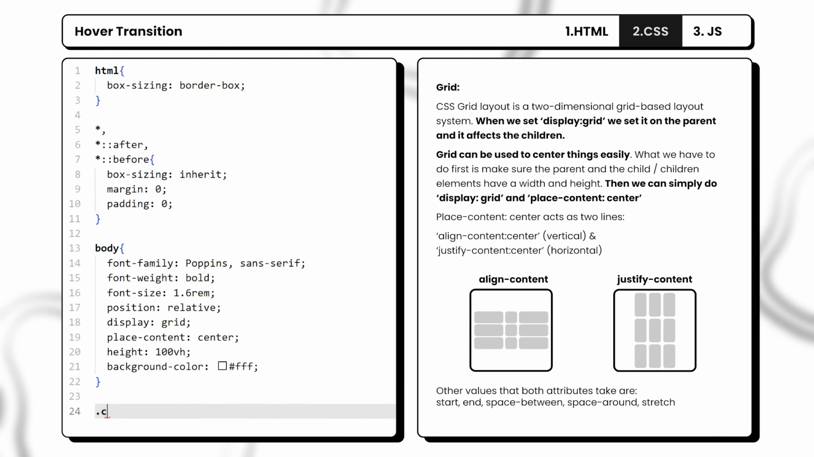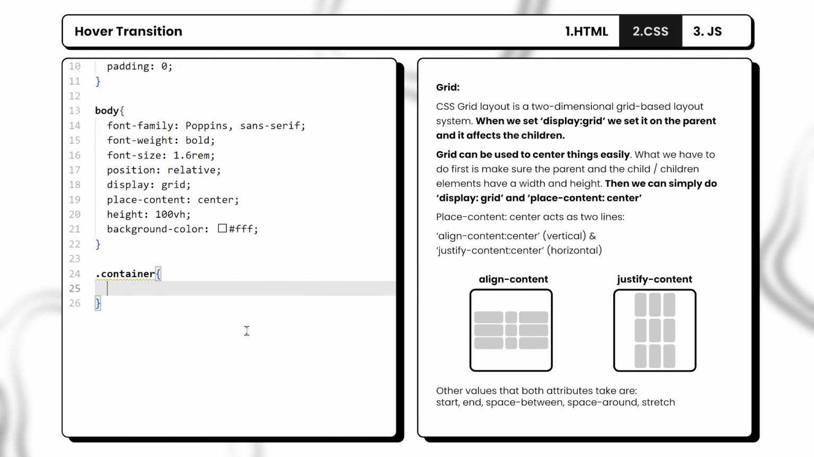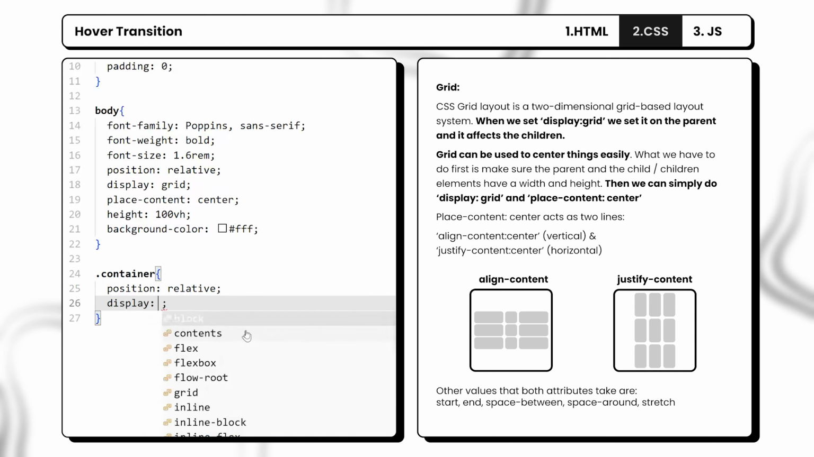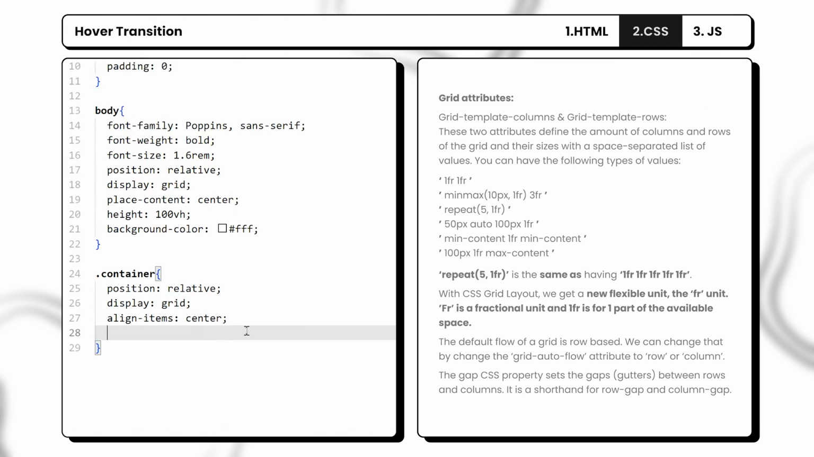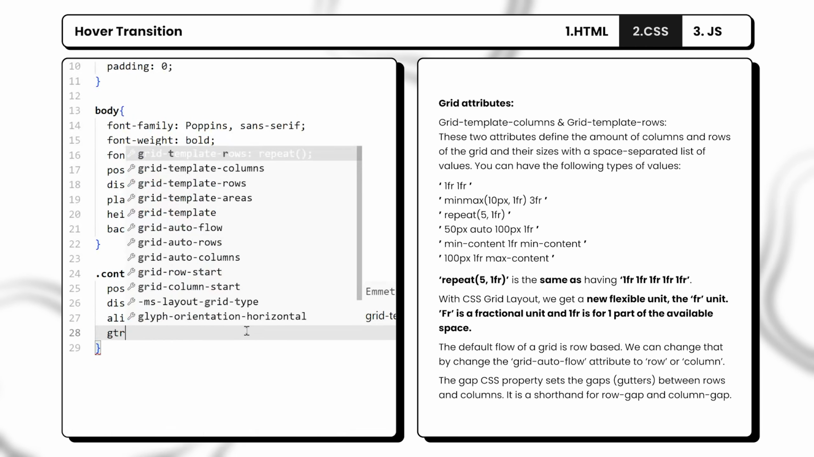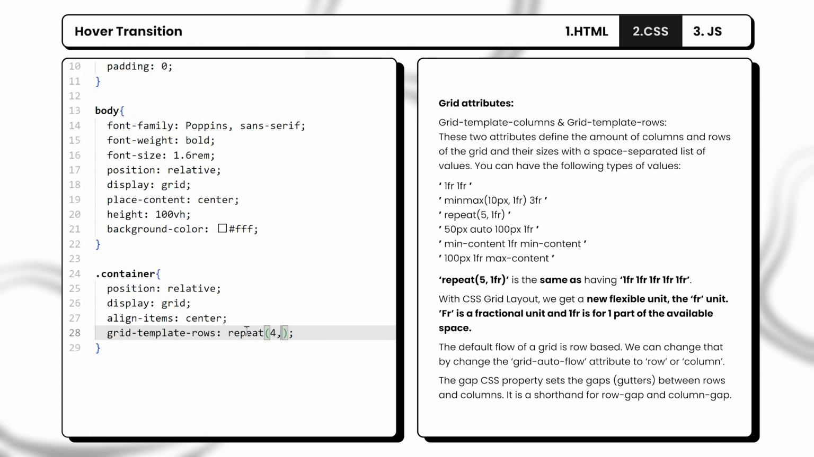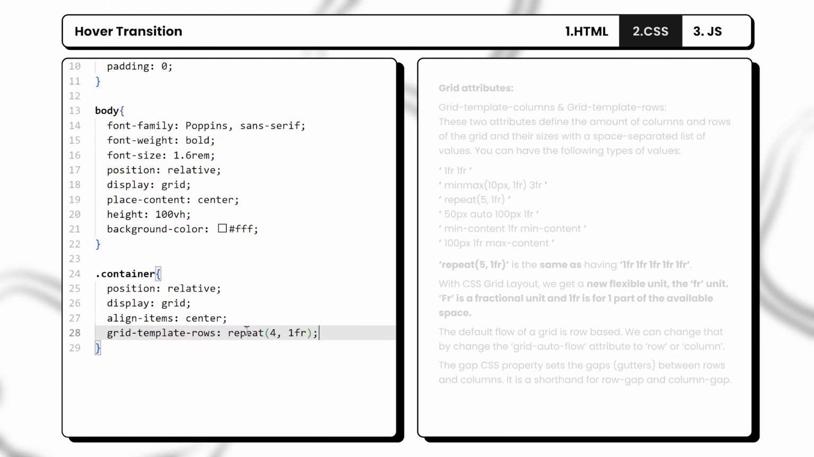Continuing from there, we will add the .container div and set position to relative, display grid, and align items to center. Afterwards, we will add grid template rows and set it to repeat 1fr 4 times. And we will also set background color to white again.